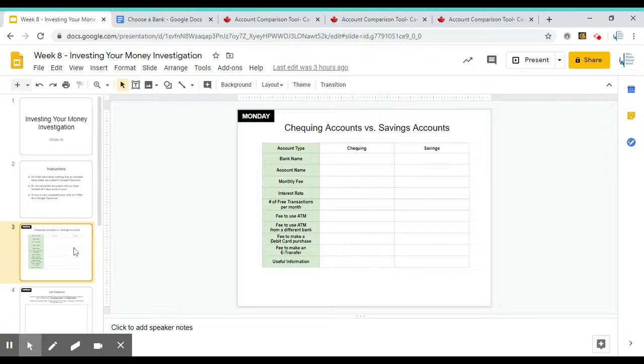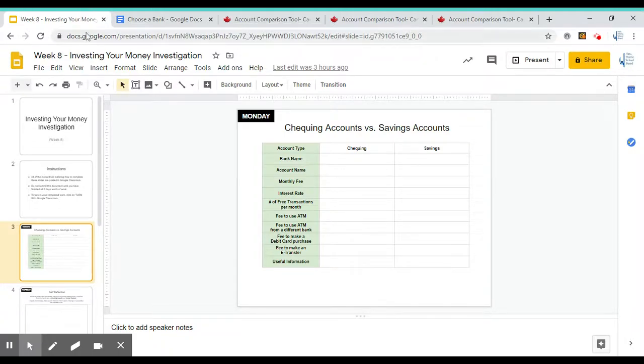So our instructions today are going to focus on Monday. So on Monday, the goal of our activity is to compare checking and savings accounts. So we want to try to look at one banking institution and then how do their checking and savings accounts compare. So the first thing that I'm going to ask you to do is to choose a bank.